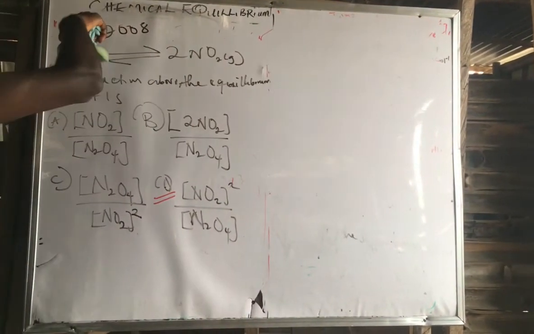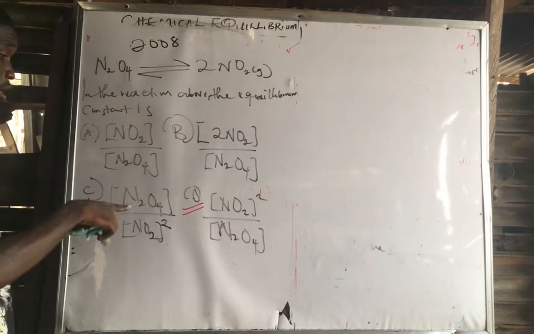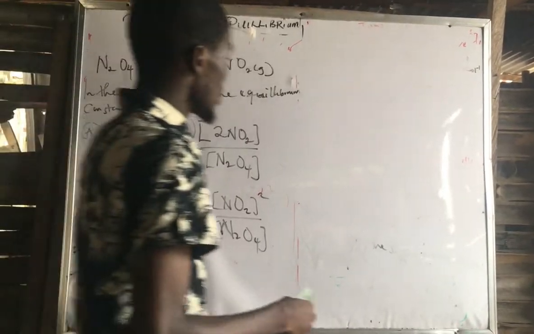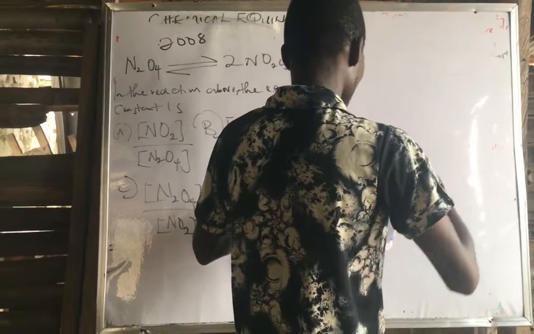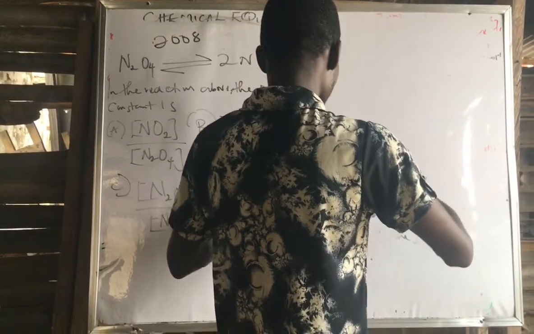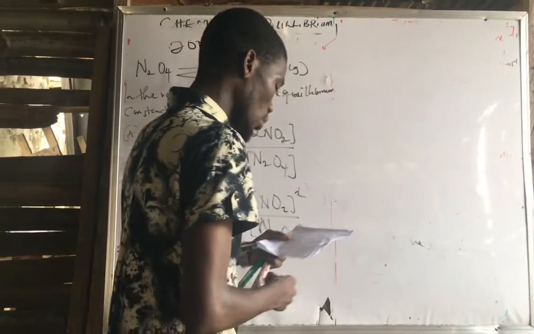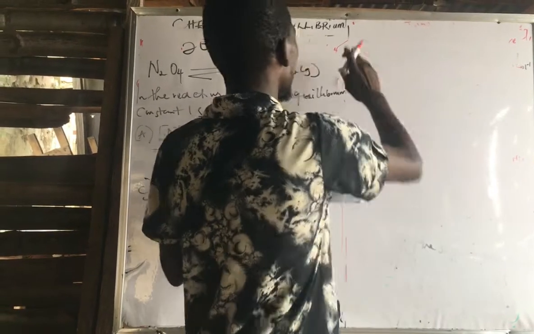Don't forget JAMB 2008. This is the solution to it. So I have 2015 here and 2019. These are the two questions I'll solve.